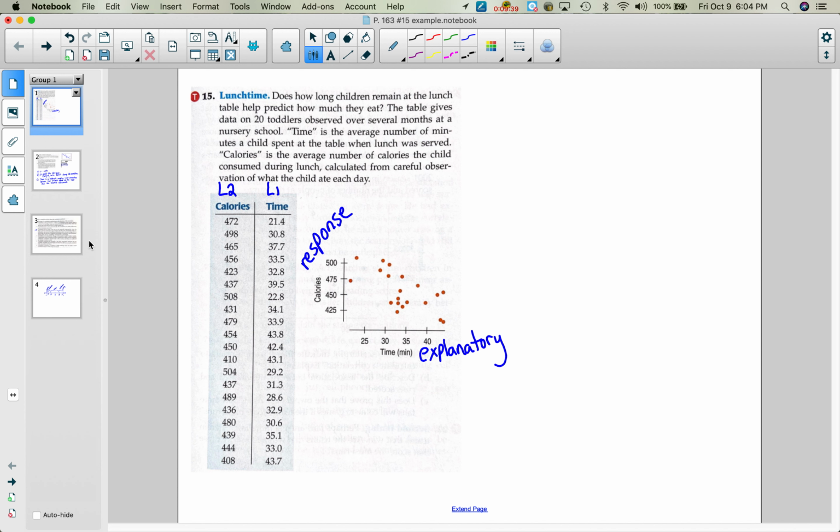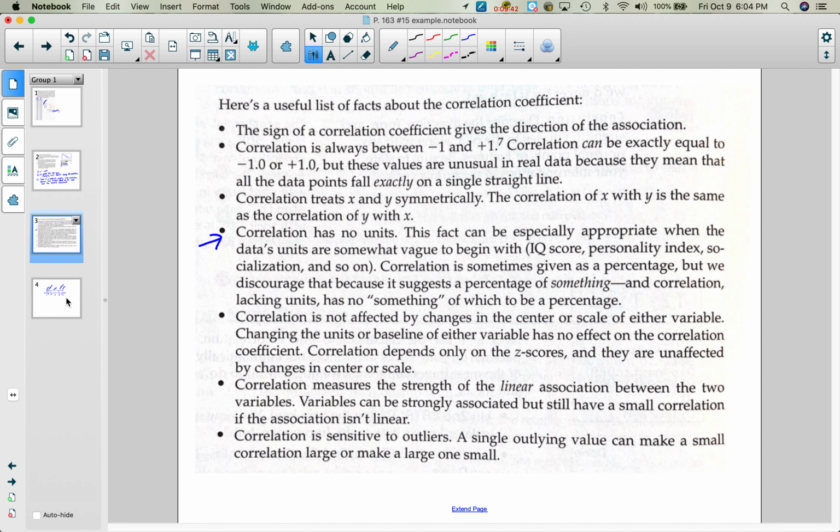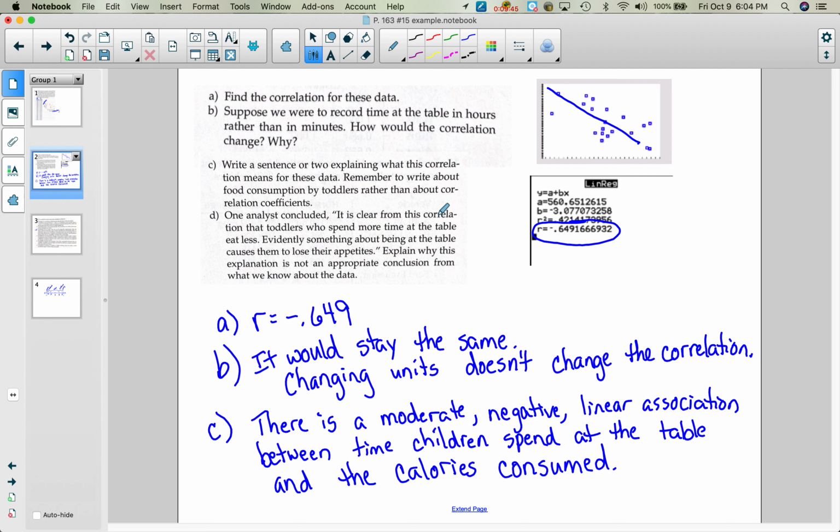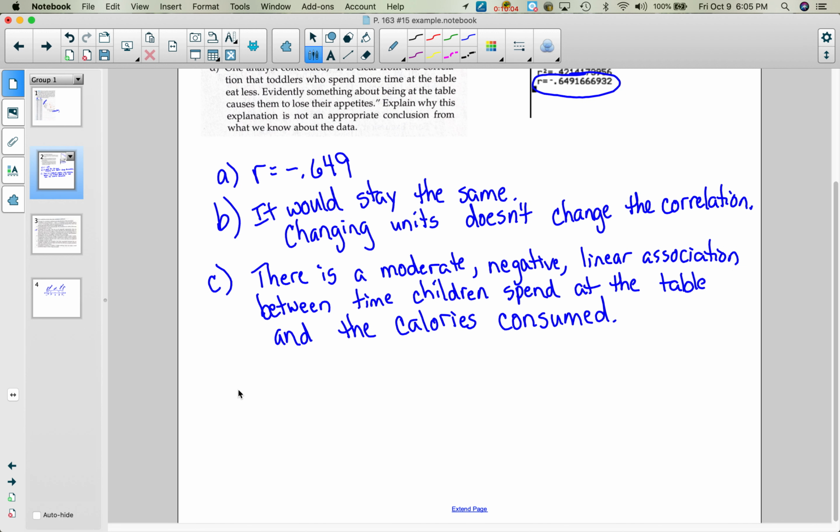Then our next question says, one analyst concluded, it is clear from this correlation that toddlers who spend more time at the table eat less, right? We see that. Evidently, something about being at the table causes them to lose their appetites. Explain why this explanation is not an appropriate conclusion from what we know about the data. And this is where you would say association does not imply causation.